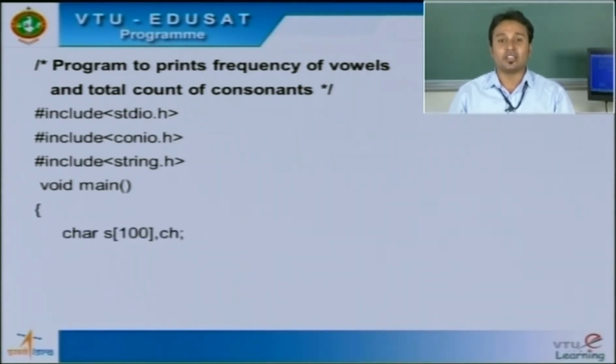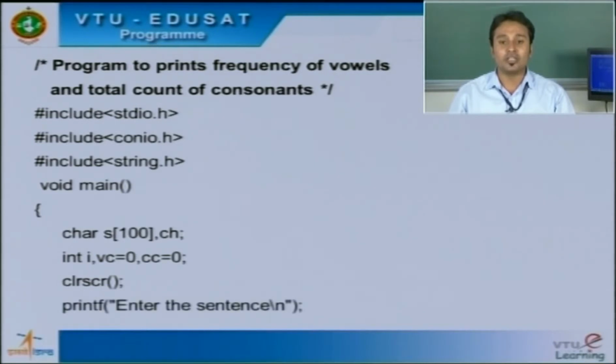Inside the main function, the very first line would be the declaration part. Here we are declaring a string s of 100 and a character ch with character data type. In the next line we have a variable i and two counts, VC for vowel count and CC for consonant count, which are already initialized to 0. Next we have clrscr, which is used to clear the output screen.